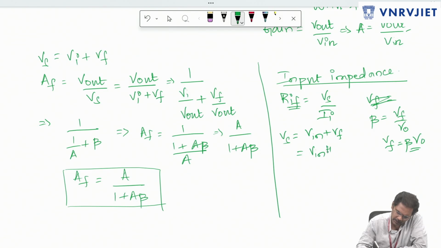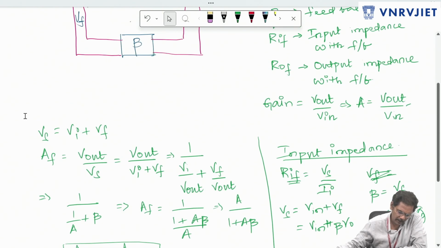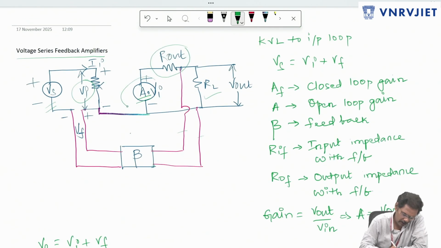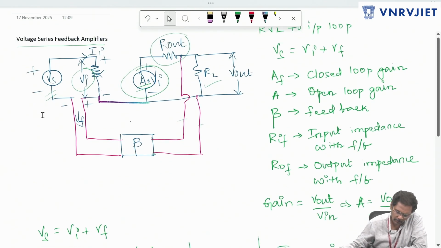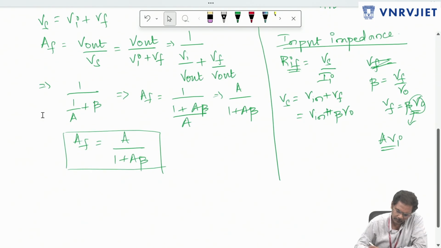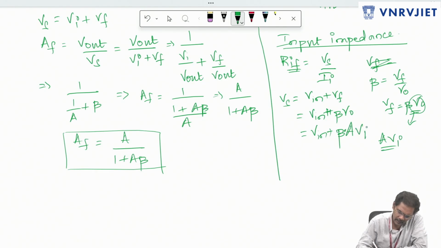So I'll use this here plus beta times Vout, right? Now what is Vout? The Vout value is the amplification times Vi. So that's what is here, right? So amplification times Vi, so I'm using this here. So I'll write it as Vin plus beta into A times Vin or Vi, right?